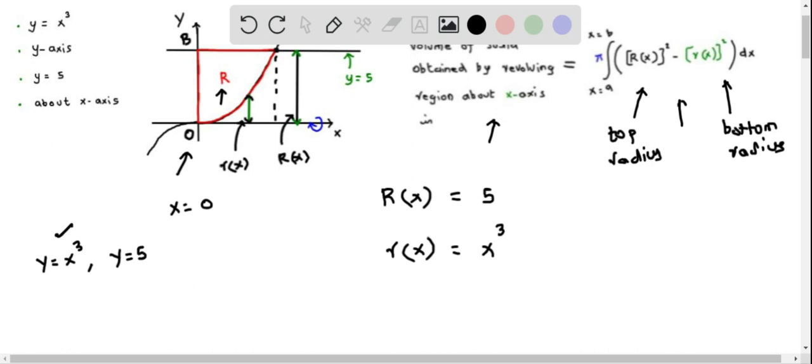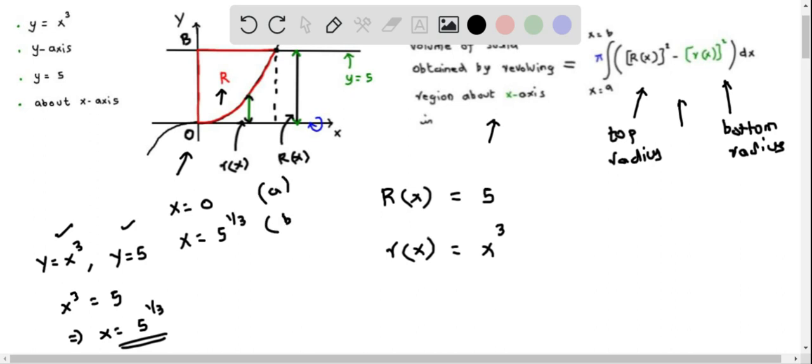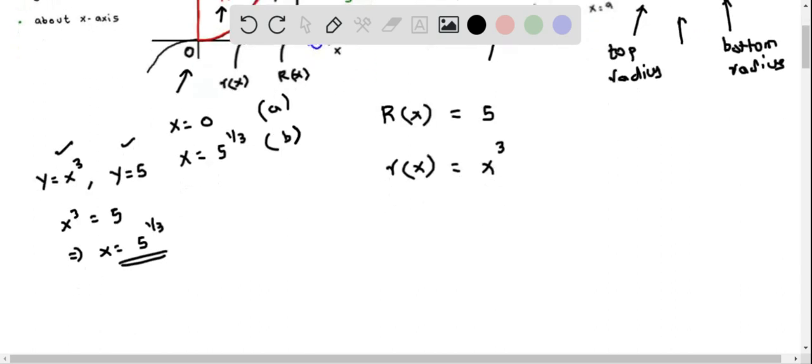Since these two quantities represent y, we can now say that x cubed equals 5, and so this gives x equals 5 to the power 1 by 3, or otherwise the cube root of 5. So we have determined that x equals 5 to the power 1 by 3. This is the upper limit for the integral. This one is a, and this one is b. So let's put all these values into the formula and determine the volume.